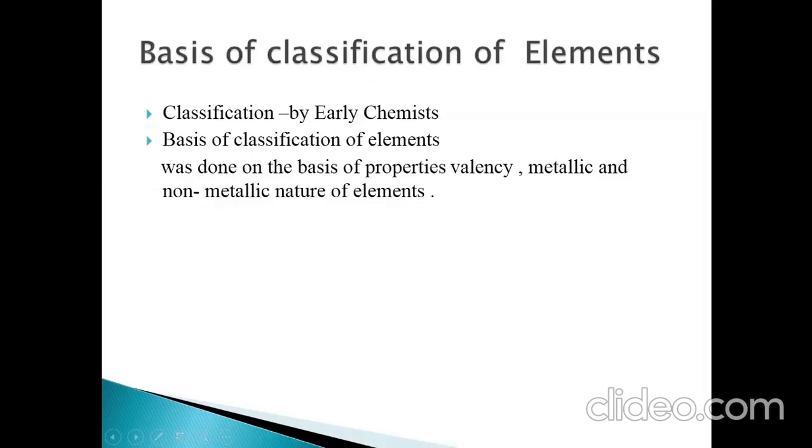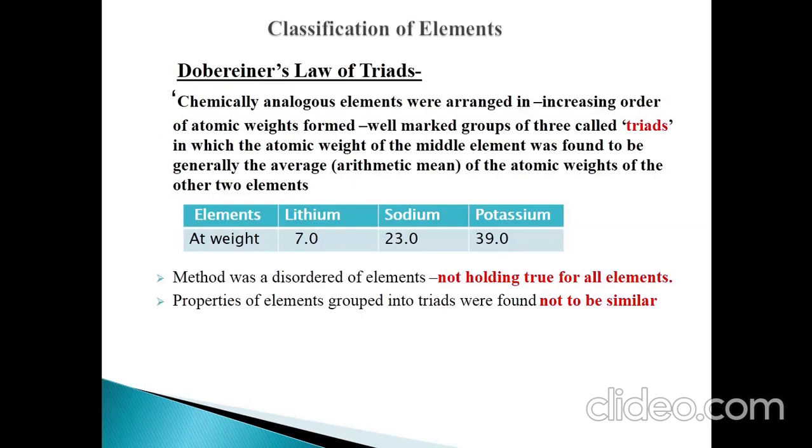We are going to see the basis of classification of elements. Classification of elements was given by the early chemists. Now how was the classification of elements done? It was done on the basis of properties, valencies, and metallic and non-metallic nature of elements. Now let us see the classification of elements one by one.